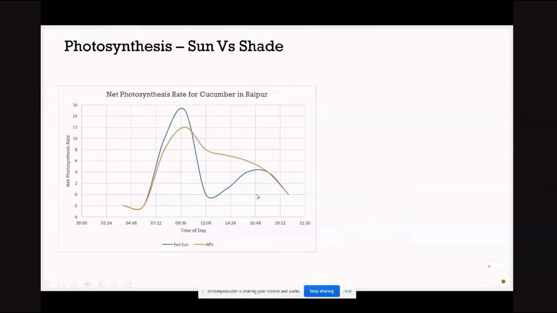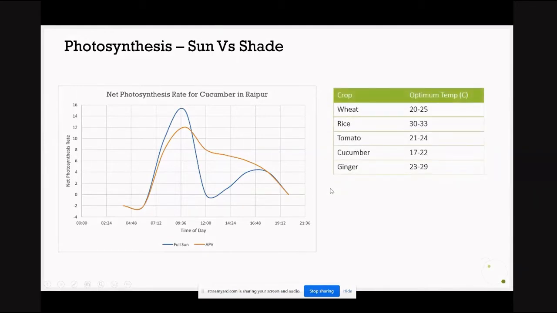Now, if we combine both the effect of light and temperature, and we ran an analysis for cucumbers in the city of Raipur, then you can see the net photosynthesis with respect to the time of day. And the blue line shows the full sun, and the red line shows under APV. So the area under the curve shows the total photosynthesis for the day, and that total photosynthesis is responsible for the biomass and eventually the yield. So the area under the curve for APV is about 20% higher in this case that we're talking about.